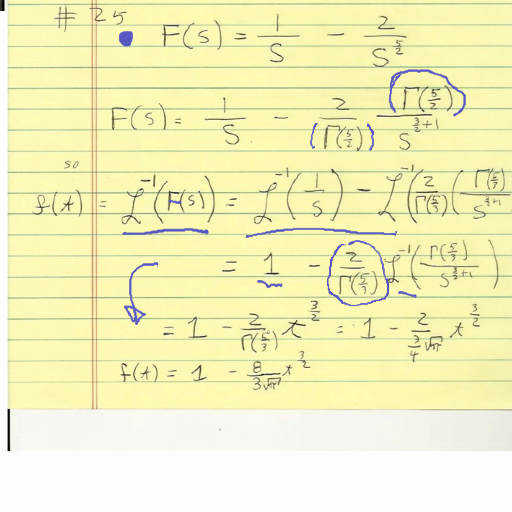Okay, so then in the book they calculate gamma of 5/2. I'm just taking this right out of the book, and it's equal to 3/4 times the square root of pi. And so we arrive at our conclusion.